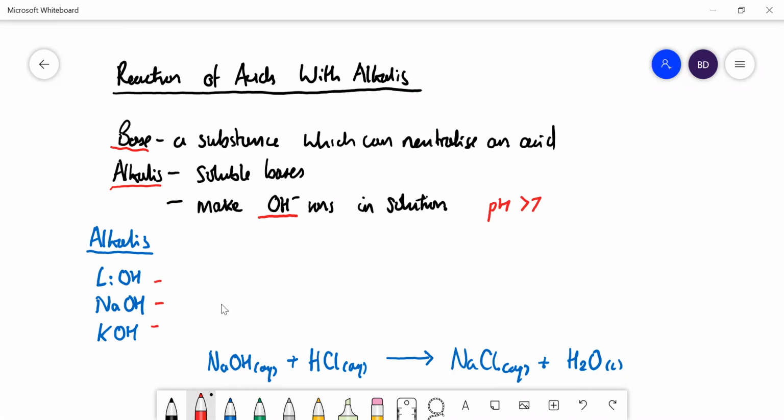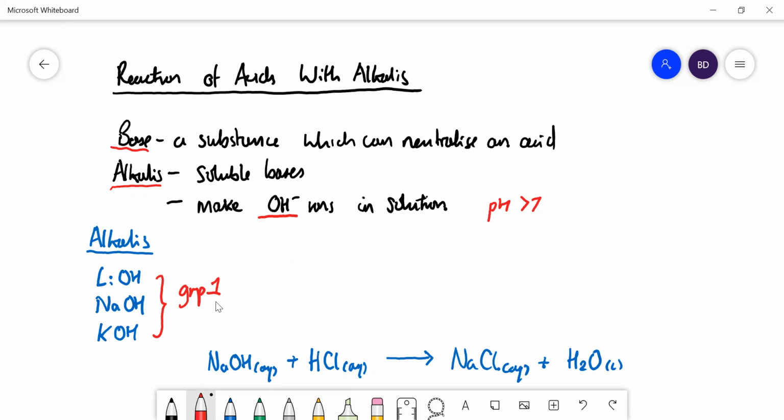Most other metal hydroxides, for example copper hydroxide, are insoluble. They won't dissolve in water. They are bases, but they're not alkalis. And I'm sure it hasn't escaped your attention that lithium, sodium, and potassium are all group 1 metals, and all group 1 compounds are soluble. It's worthwhile remembering that.